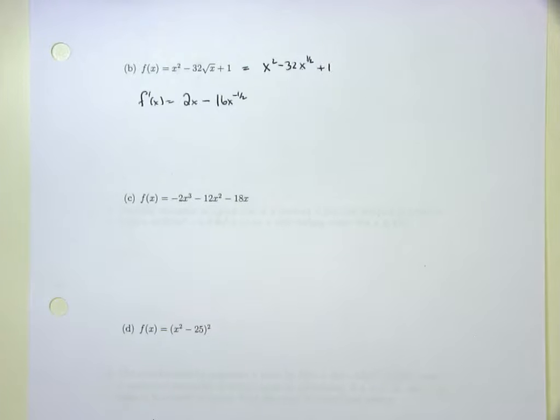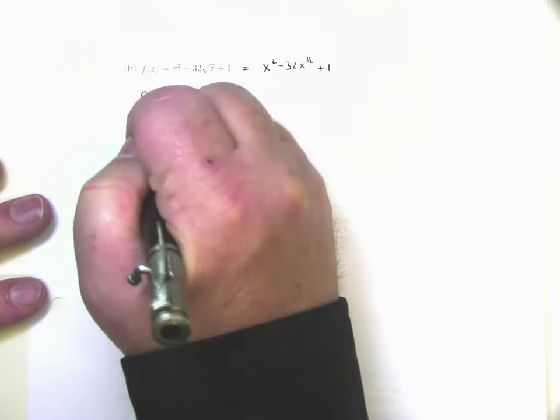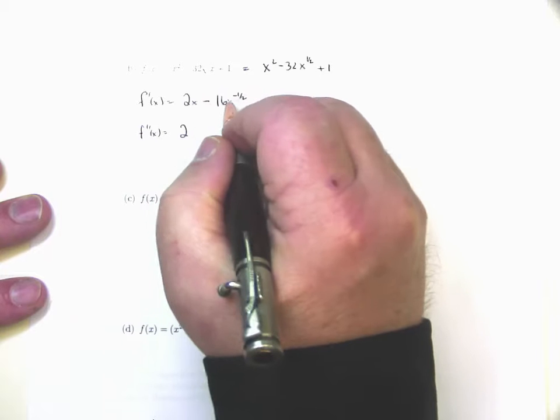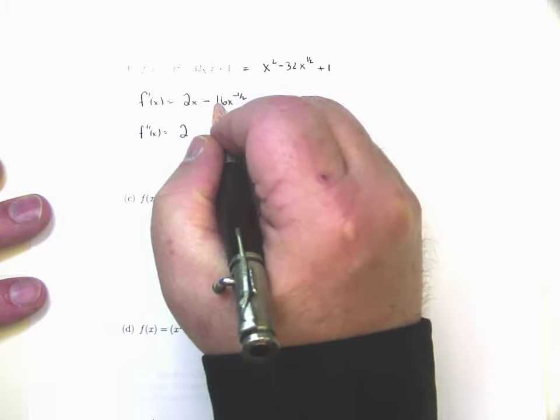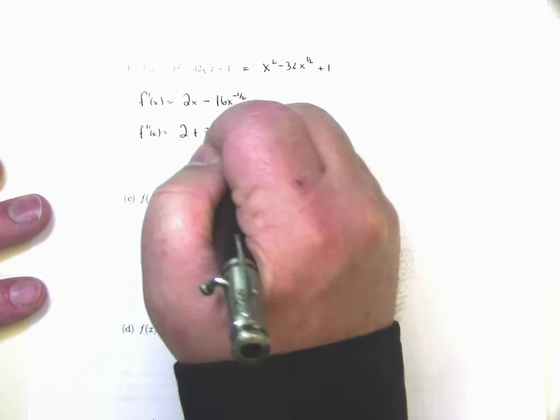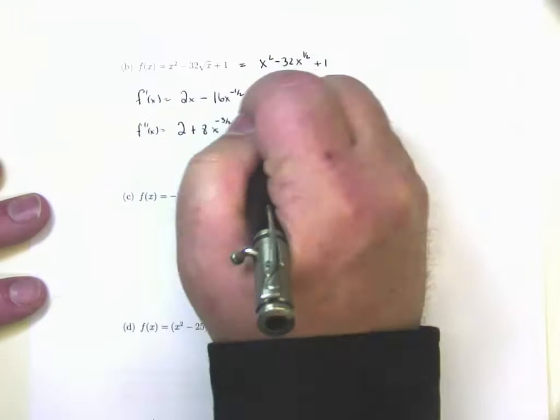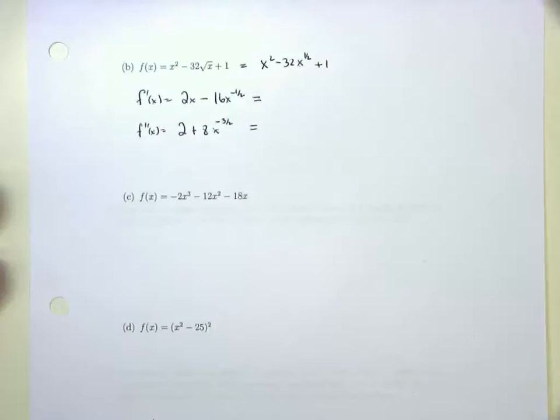And while I'm at it, I'll go ahead and take the second derivative. The derivative of 2x is 2. The derivative of minus 16x to the negative 1/2: negative 1/2 of negative 16 makes it a plus 8x to the negative 3/2. I am going to go ahead and clean up both of these derivatives. This is the first derivative and the second derivative, but now I'm going to have to solve some stuff.